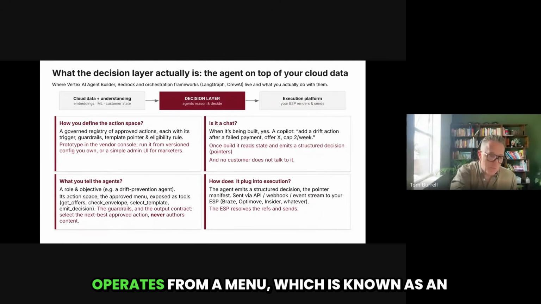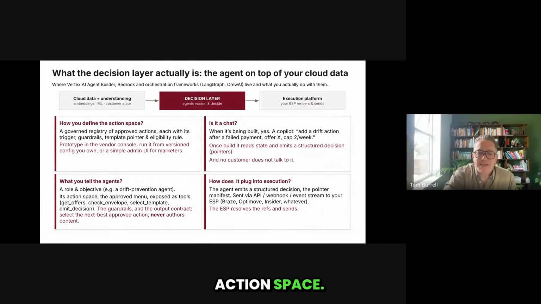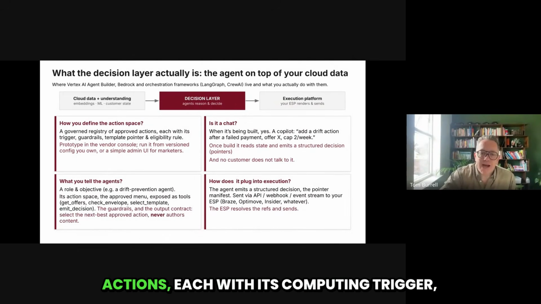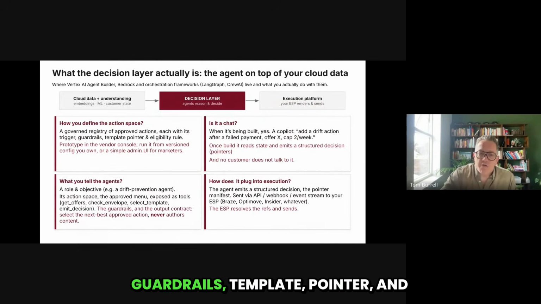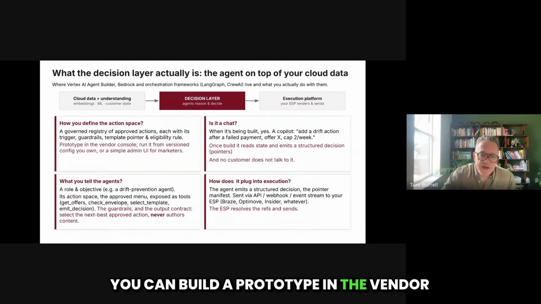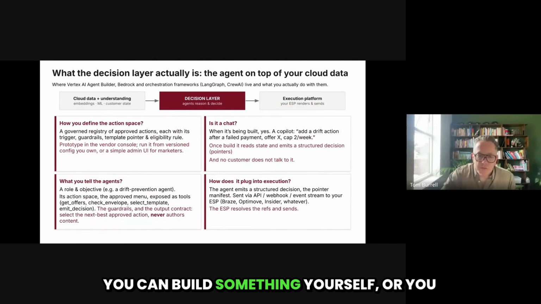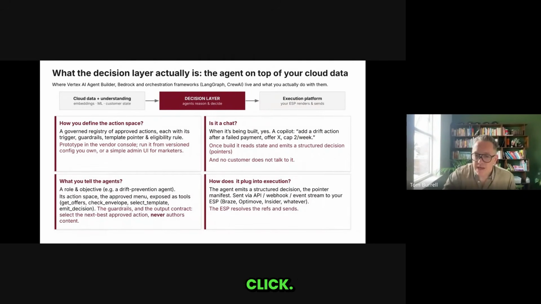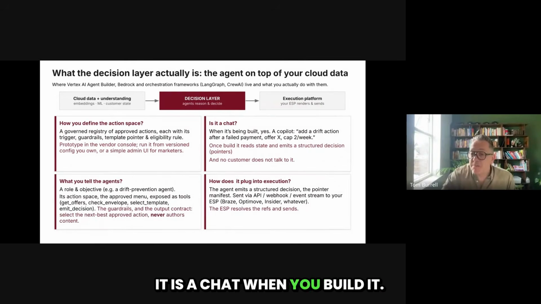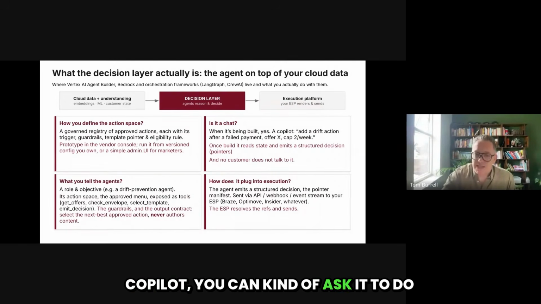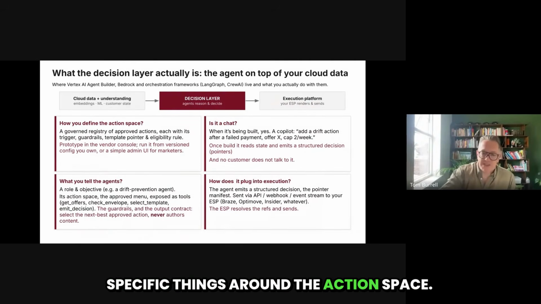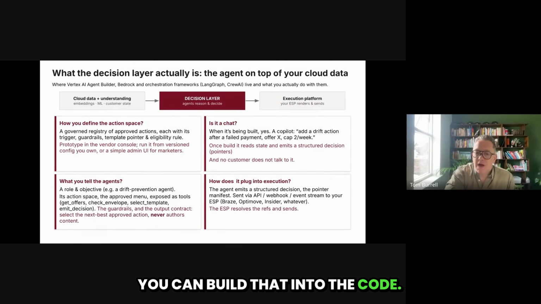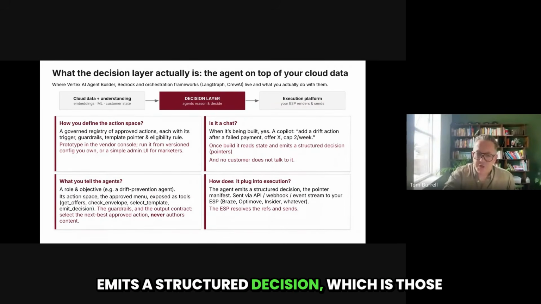The agent operates from a menu, which is known as an action space, a governed registry of approved actions, each with its unique trigger, guardrails, template, pointer, and eligibility rules. You can build a prototype in the vendor console in the cloud platform. You can build something yourself, or you can build a simple UI that marketers can use themselves with point and click. Is it a chat? It is a chat when you build it. When you're doing Copilot, you can ask it to do specific things around the action space. You can build that into the code. But once it's built, it reads from and emits a structured decision, which is those pointers.